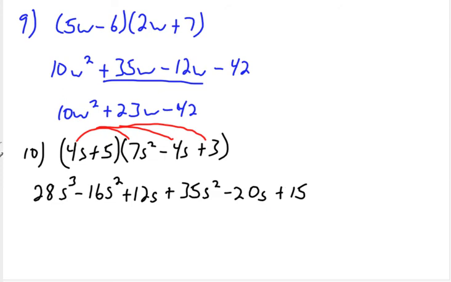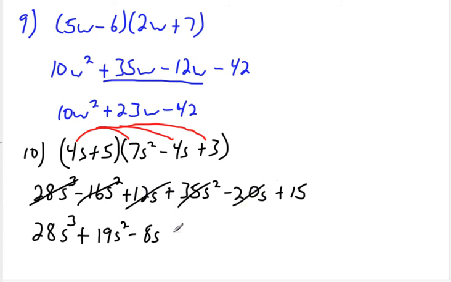Alright, now combining all like terms, the s cubed is all by itself. We have two squared terms, so a negative 16 plus 35 would be, what is that, 19s squared. And then so I've used those. Now I have a 12s and a negative 20s, so that would be negative 8s. And then a 15.